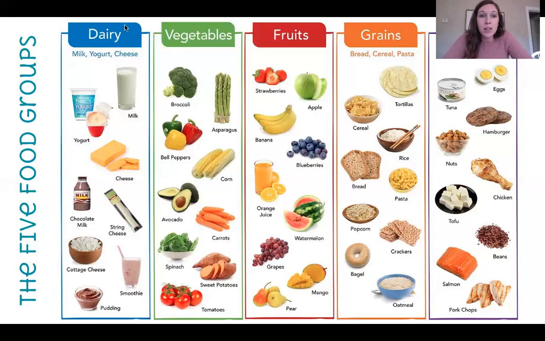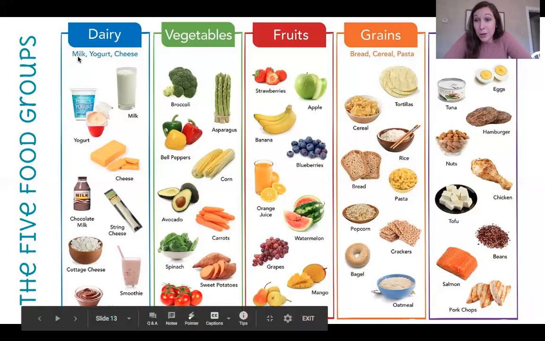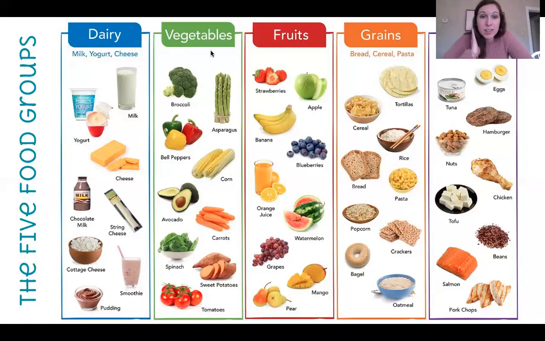So from the dairy group, I love cheese. Do you have a favorite food in the dairy group? What about vegetables? I always put bell peppers and avocados in my eggs in the morning. It's so good. Do you have a favorite vegetable? Fruits? I like strawberries. Strawberries are my favorite. What's your favorite fruit?